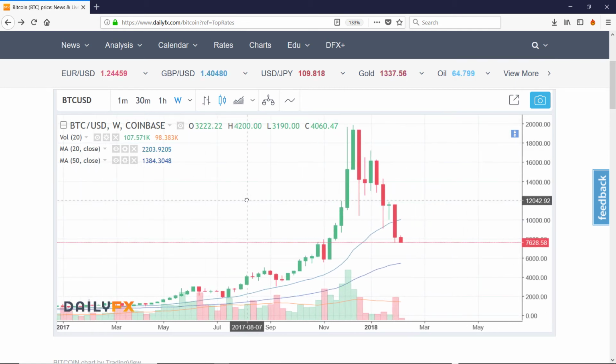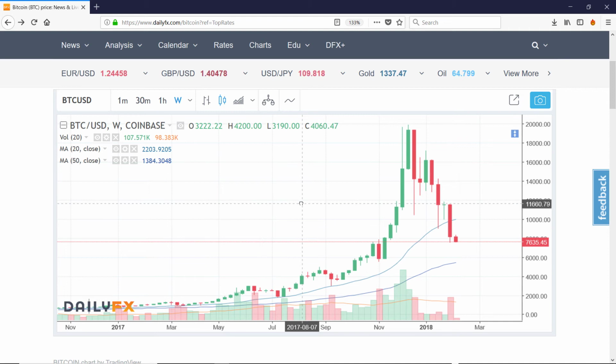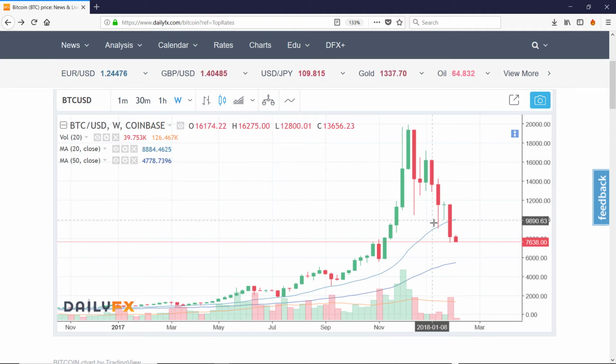Okay, so we've just broken through the 20. It would probably want to test the 50. So maybe I'd be thinking I can still stay short. It's going to go down, down, down. But basically, and this is the 20 week, not 20 day. So the 20 week is quite a long time period.